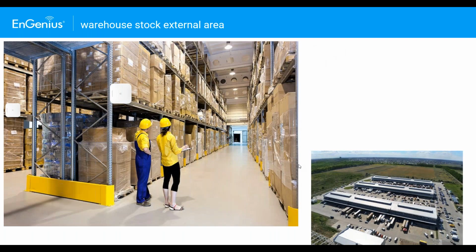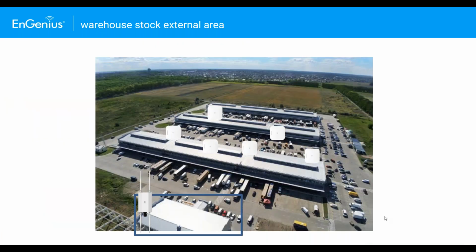Or for example, if we're looking at a warehouse stock external area. We create an internal Wi-Fi in a warehouse, with cable, so all access points are wired. And we have, for example, an area outside like this that needs to be covered by Wi-Fi.